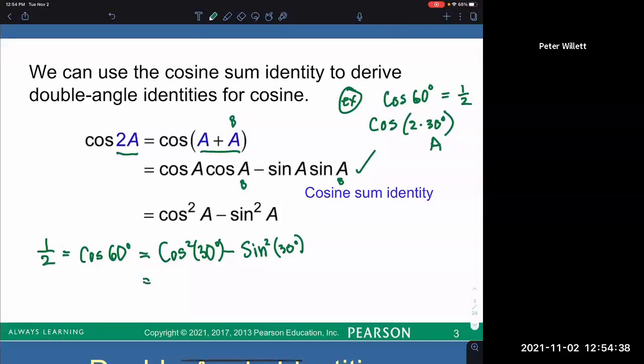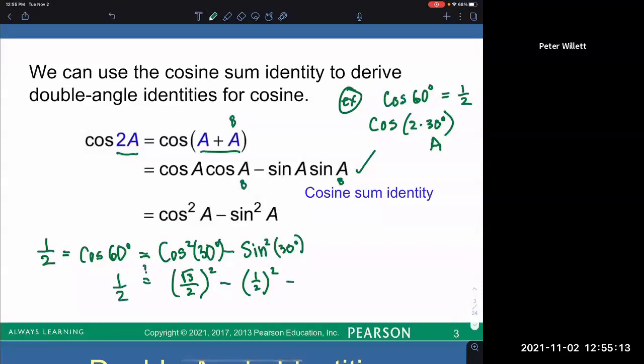So the cosine of 30 degrees is the square root of 3 over 2. And so we would get that value and then square it. And the sine of 30 degrees is 1/2. The y value at 30 degrees is 1/2. And we would square that. And so supposedly, if we do that, this is supposed to come out to be 1/2.